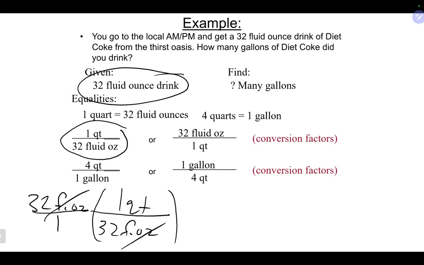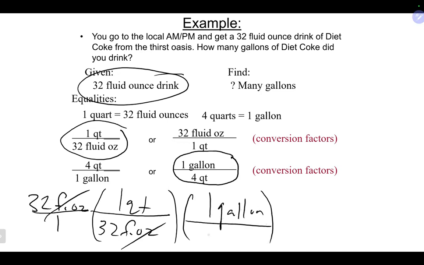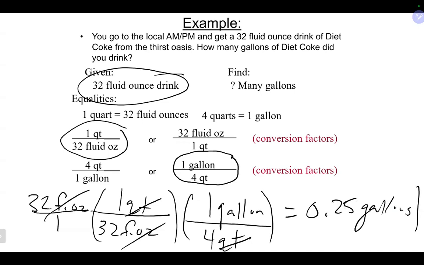So we'll continue on with our next conversion factor. Once again, quarts are up on top. So to get rid of it, we want to go opposite with that unit. So continuing on here would give us 1 gallon is 4 quarts. Once again, the quarts on top, the quarts on the bottom will cancel each other out. We're going to multiply everything across the top there. So basically 32 times 1 times 1. We're going to come back and divide by 32 and then divide by 4. And you should end up with 0.25 gallons in this case.